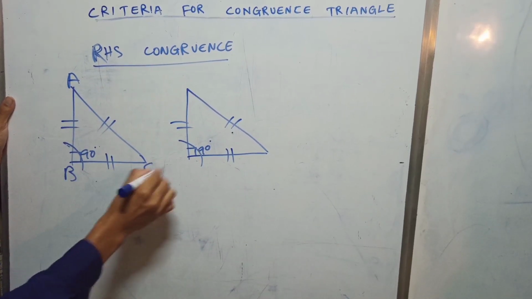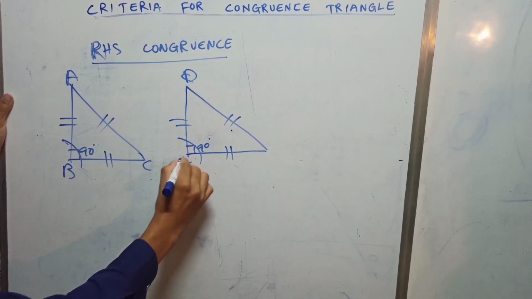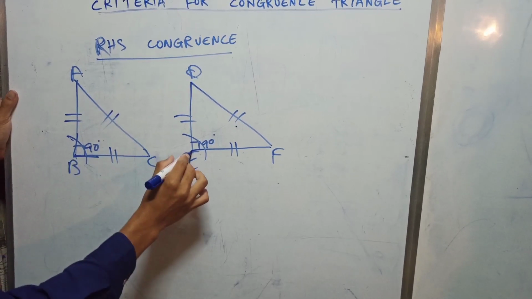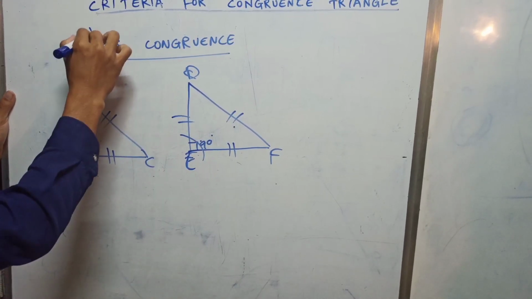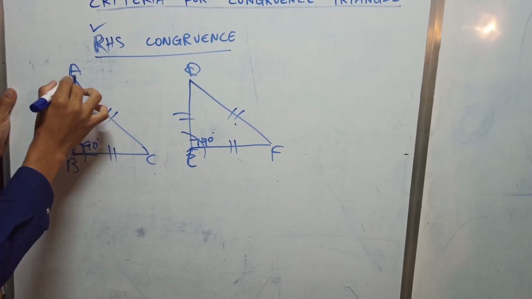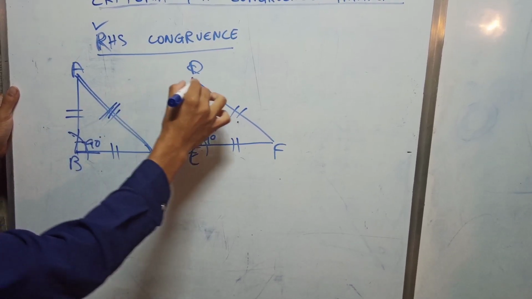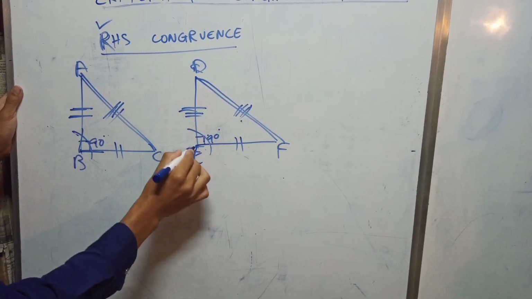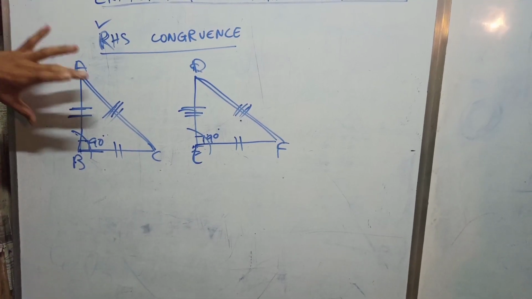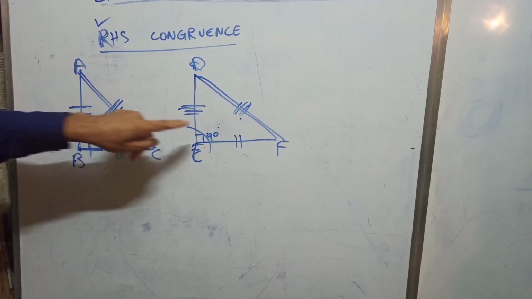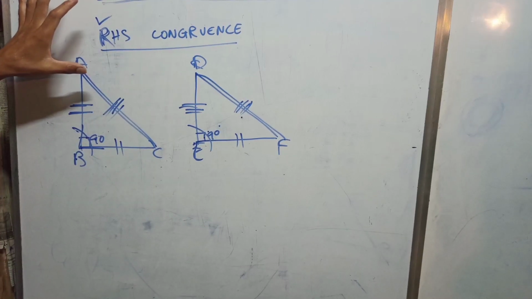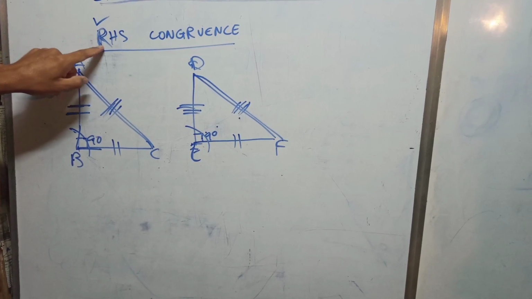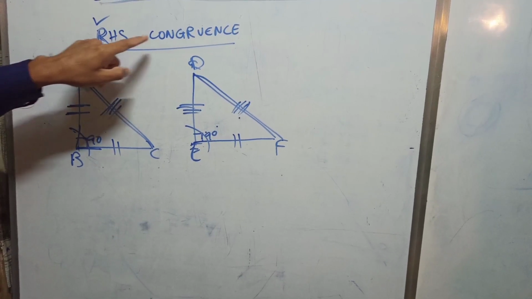Let us name them A, B, C, D, E, F. When angle B and angle E are 90 degrees, and this AC, the hypotenuse, is equal to DF, this hypotenuse, and the adjacent side DE is equal to AB. Only when all these sides are equal and the angle is 90 degrees, you can say that, by this rule, it is RHS congruency.